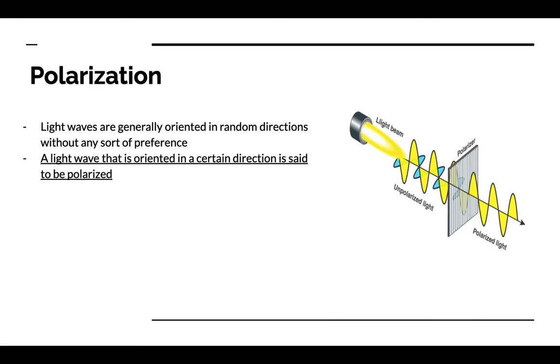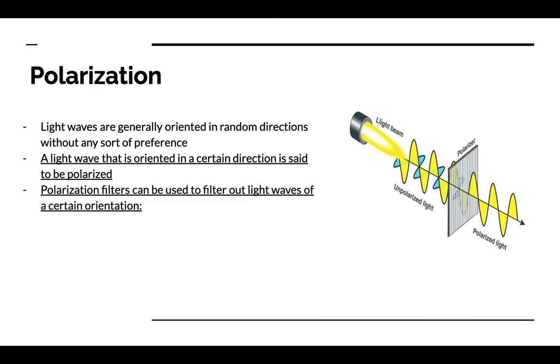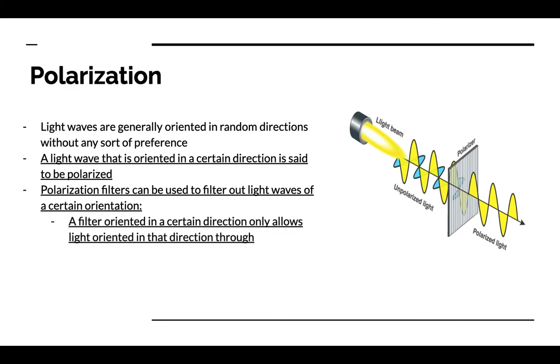How do we polarize light? What we have are polarization filters that can be used to filter out light waves of a certain orientation. A filter oriented in a certain direction only allows light oriented in that direction through. So for example, this polarizer is vertically oriented, so only vertically oriented light will pass through, and as a result, horizontally oriented light is blocked out, and that reduces the intensity of light.